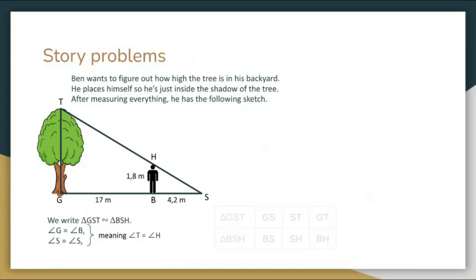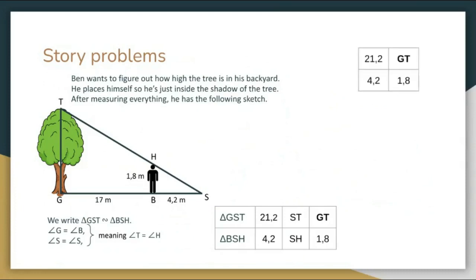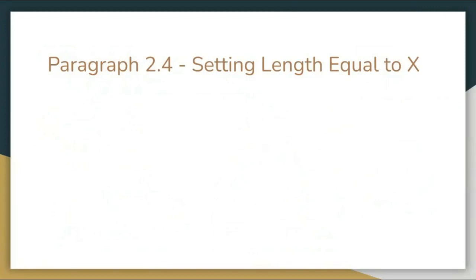We make a table for our situation. Then we fill in our known numbers. We highlight the side we want to know and focus on the cells we can use. We cross multiply and find 9.1 meters for our tree. Paragraph 2.4. Now the fun begins.